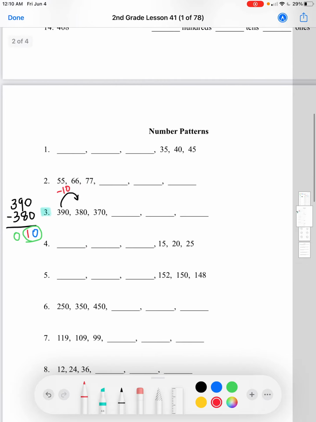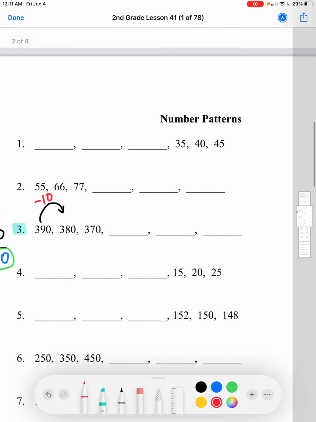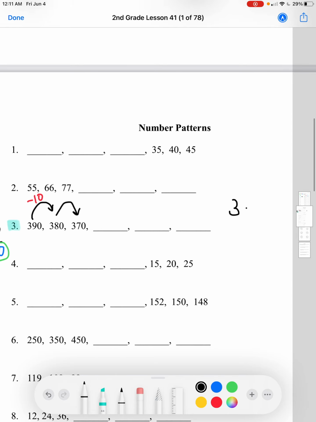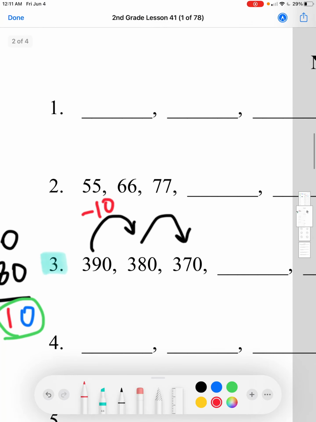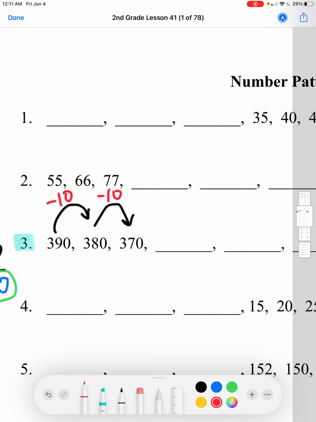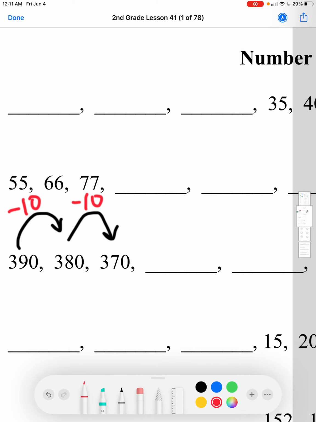Now let's see if we have to do the same thing to 380 and 370, and if there's a pattern there. So let's do 380 minus 370. 0 minus 0 equals 0, 8 minus 7 equals 1, 3 minus 3 equals 0. So yes, 10. The difference between 380 and 370 is also 10. Since we're going smaller, we're subtracting instead of adding. So that's minus 10. Since we know that that's the pattern, we're going to do that to each number.